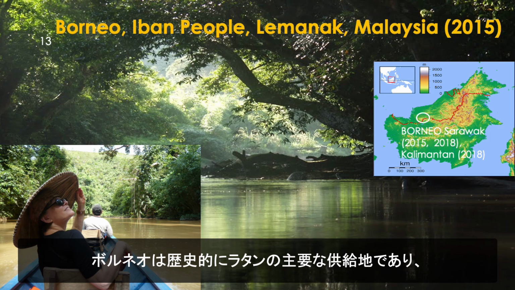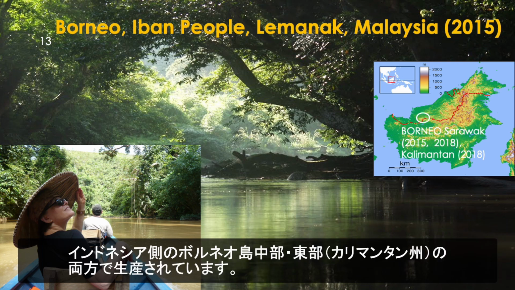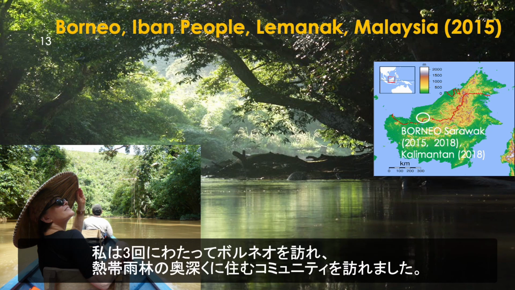So first, let's go to Borneo. Borneo is historically one of the main suppliers of rattan, both the Malaysian side on the western part of Borneo, Sarawak and Sabah, as well as the Indonesian part, which is central and eastern Borneo, known as Kalimantan, and that part belongs to Indonesia. I visited Borneo on 3 occasions, reaching communities that live deep in the rainforest.